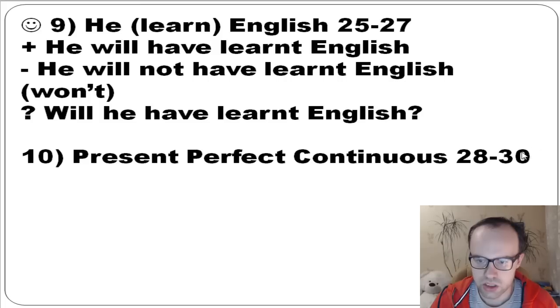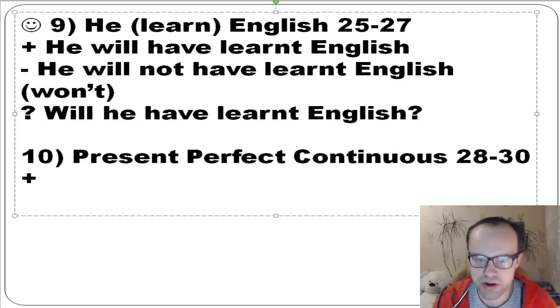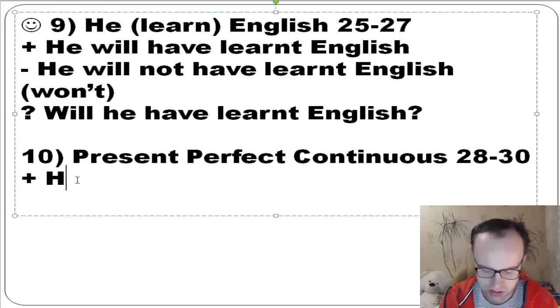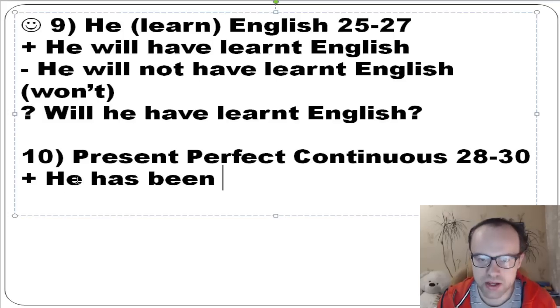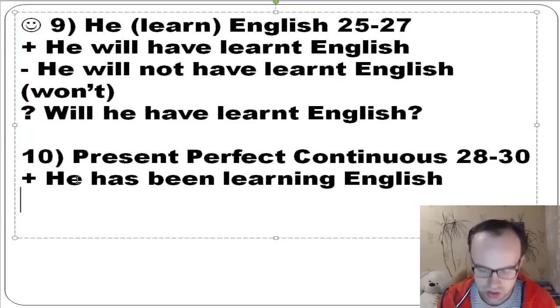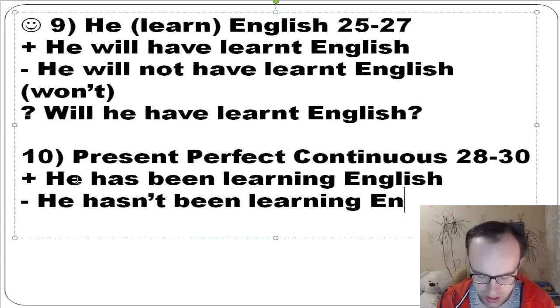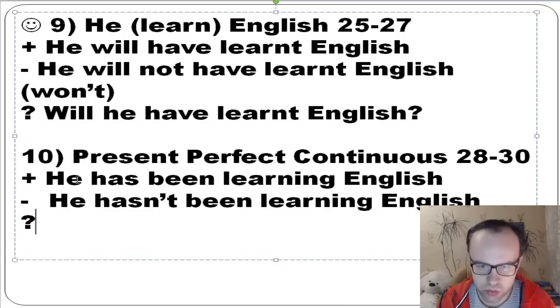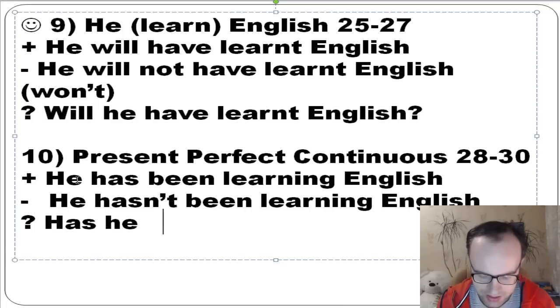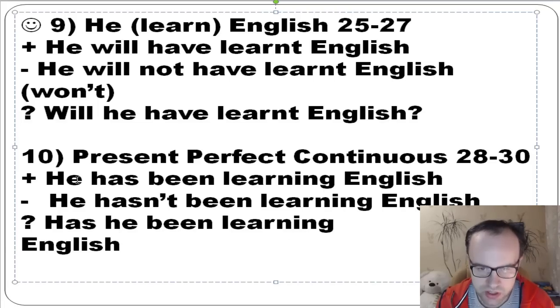So present perfect continuous. Let's say it in present perfect continuous. So he has been plus verb plus ing. He has been learning English. So what about a negative form? We say hasn't. He hasn't been learning English. And if you want to ask a question, you put has in the beginning. So has he been learning English? Has he been learning English?